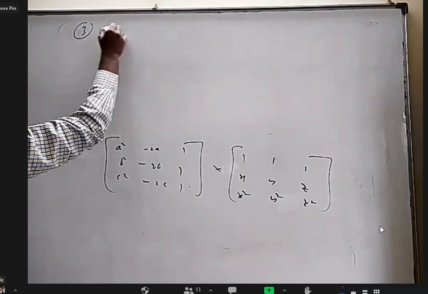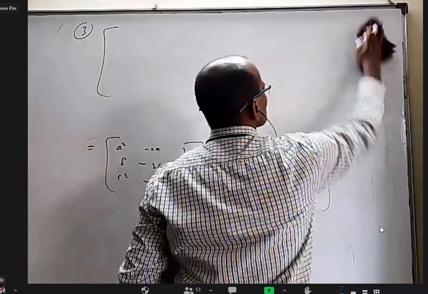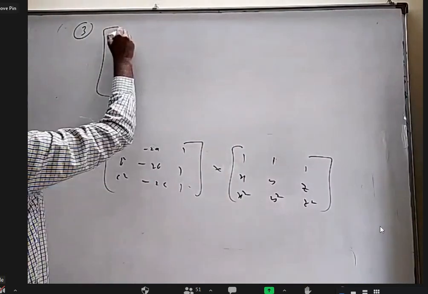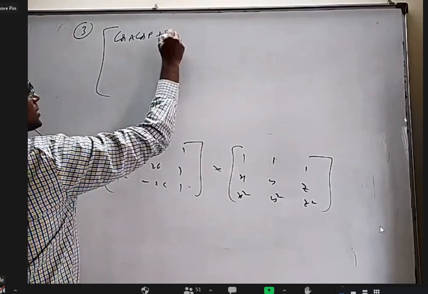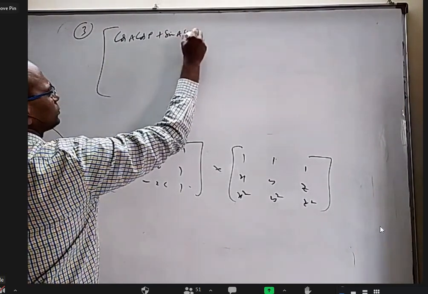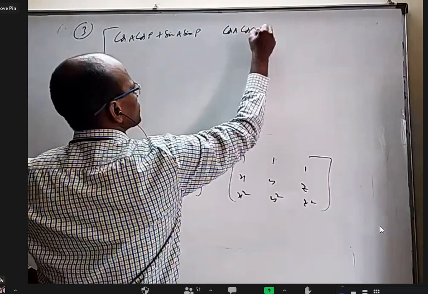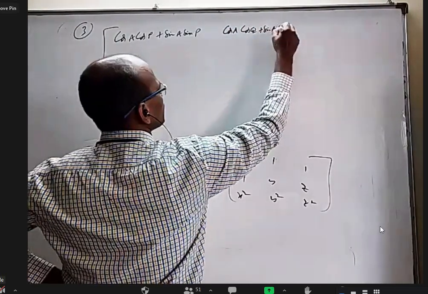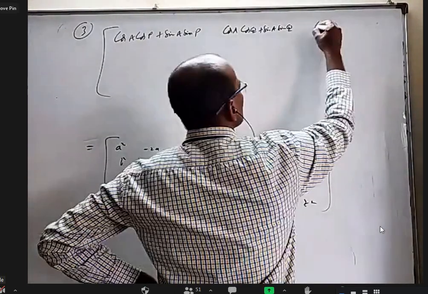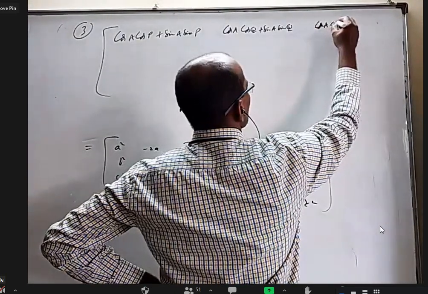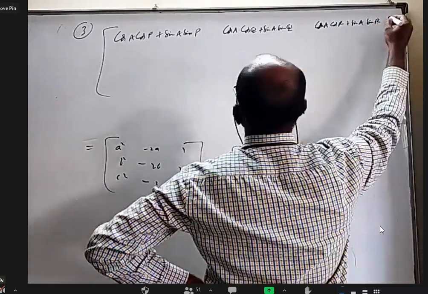Okay. Third question. I need a big place to write. cos A cos P plus sin A sin P. cos A cos Q plus... You don't need to know trigonometry. Don't worry, you can just do it as normal. cos A cos R plus sin A sin R.